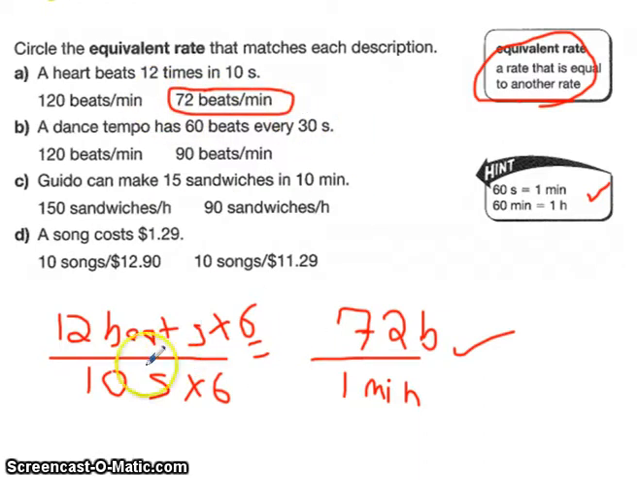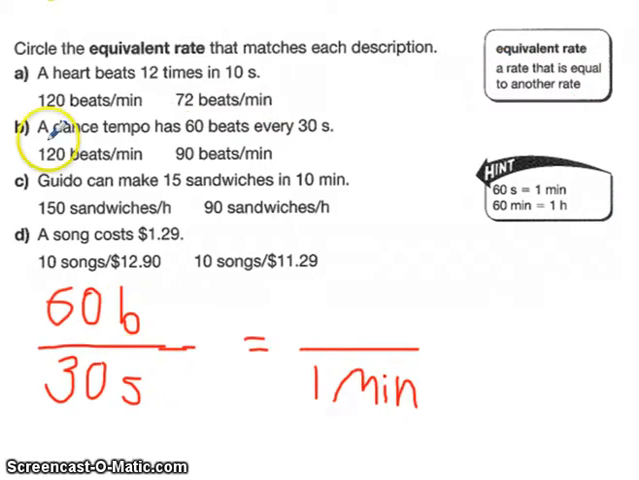Okay, so 12 beats per 10 seconds is equivalent to the rate of 72 beats per 1 minute. All right, well, let's move on to the next example. So B says a dance tempo has 60 beats every 30 seconds. So what is the equivalent rate that matches that? We have a choice of 120 beats per minute or 90 beats per minute.